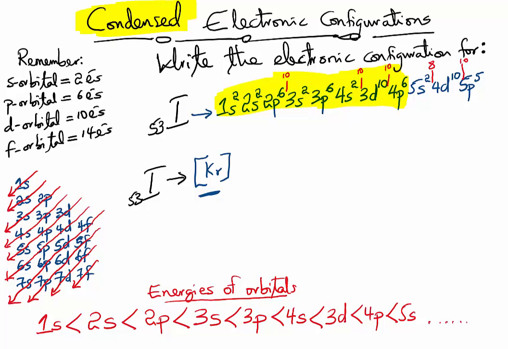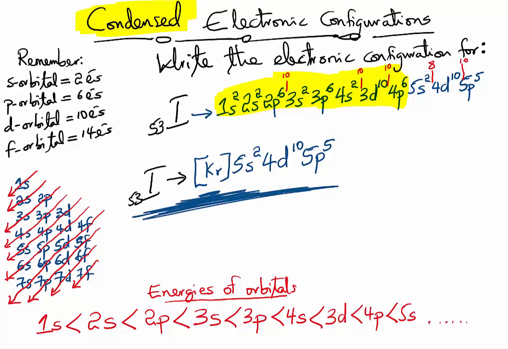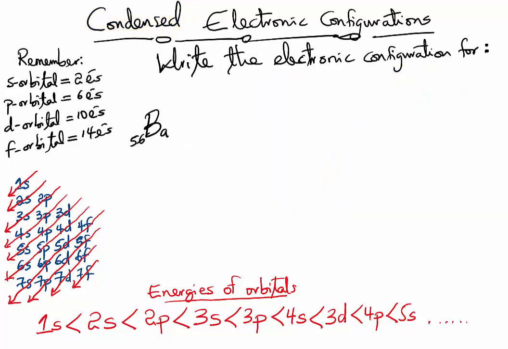So it remains 5s2, 4d10, and 5p5. This is now the condensed electron configuration for iodine. Let us take a look at another example to drive home the point.